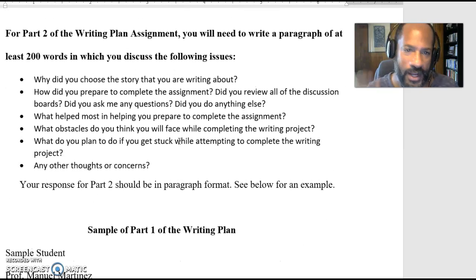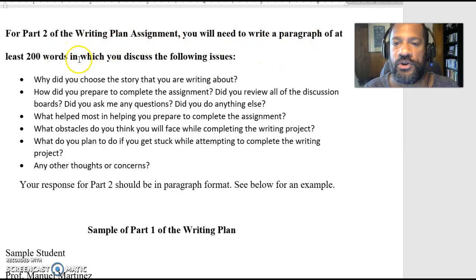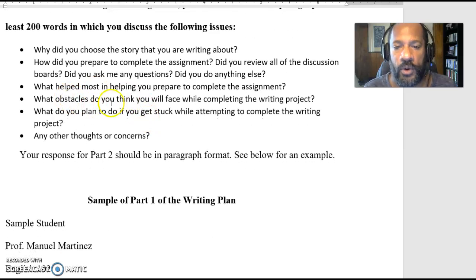Part 2 of the writing plan is fairly easy. You write a paragraph of at least 200 words in which you discuss the following issues. Why did you choose the story you wrote about? How did you prepare? What helped you most in preparing to complete the assignment? What obstacles do you think you'll face? What do you plan to do if you get stuck? And any other thoughts or concerns, right?